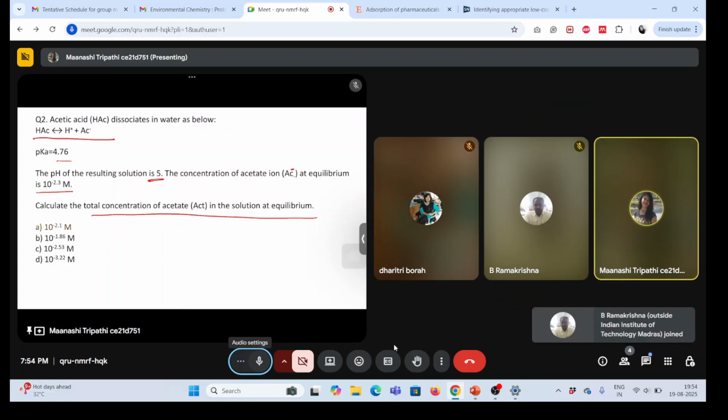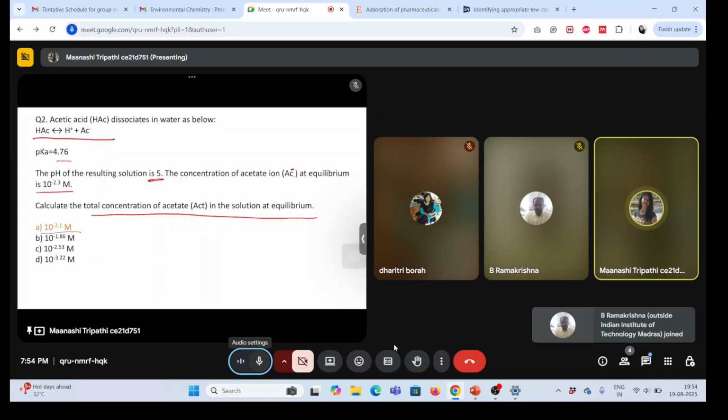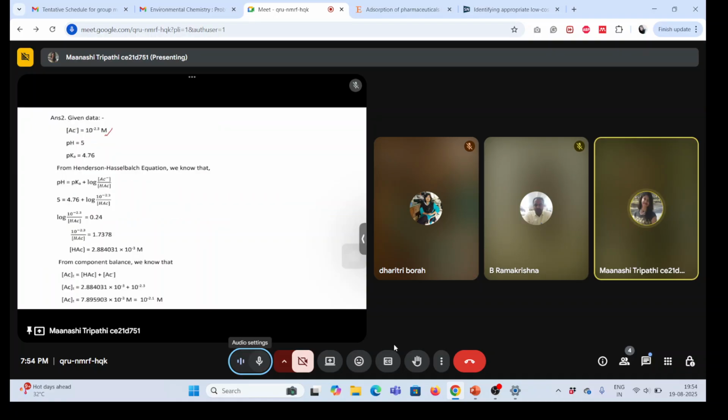We'll see the solution. The solution is 10 raised to power minus 2.1 molar. Okay, we'll see how we are getting to it. So acetate, as I told, is 10 raised to power minus 2.3 molar. pH is 5, pKa is given. Just putting in the equation from here, we can get HAc, right? Just by putting it in the component balance, we can simply get our total acetate.